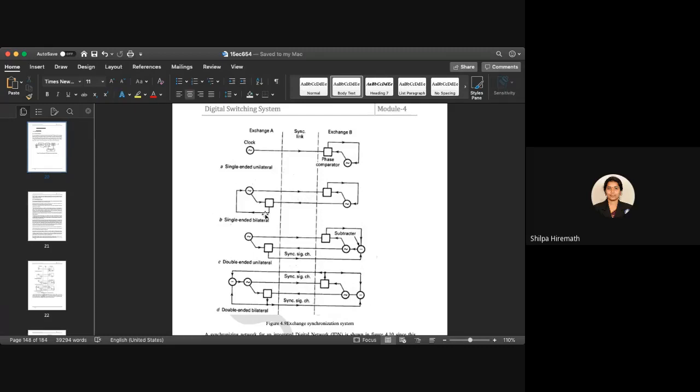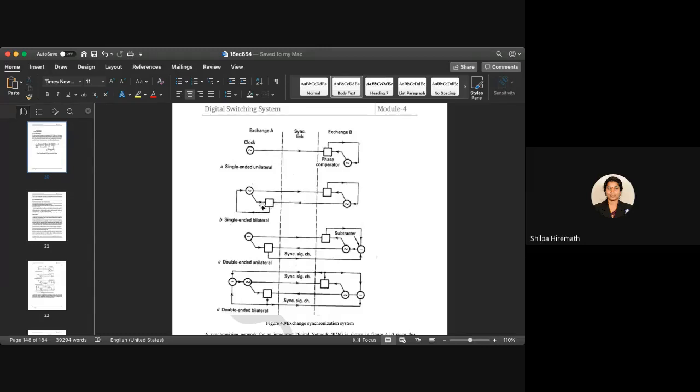Then what is the disadvantage of this particular single-ended unilateral and bilateral synchronization system, that we are going for double-ended? Yes, the first main thing is the phase comparators are unable to distinguish between the phase change due to the frequency drift, or is it because of the propagation time?